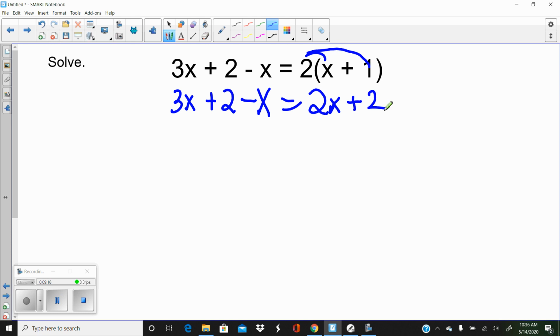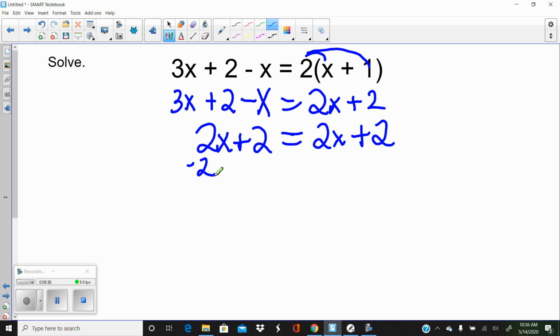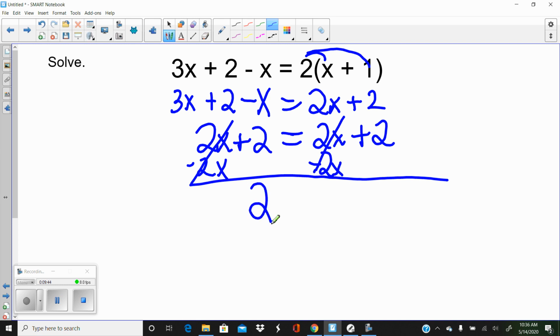All right, so let's combine like terms. Let's combine 3x and -x. So we get 2x plus 2 equals 2x plus 2. Your spidey senses should be tingling right now. Let's move the x's over just to see what happens. I'm going to subtract 2x from both sides. And that cancels, and that cancels. So I end up with 2 equals 2.